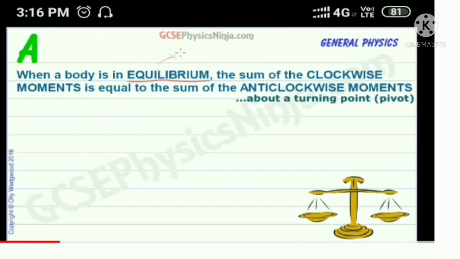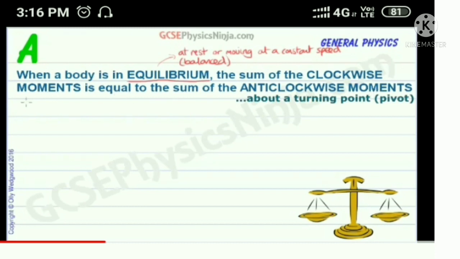See here, equilibrium means the body is at rest or it is moving at a constant speed. Okay, that is equilibrium. So equilibrium means the body is said to be balanced. So the sum of the clockwise moments is equal to the sum of the anti-clockwise moments.